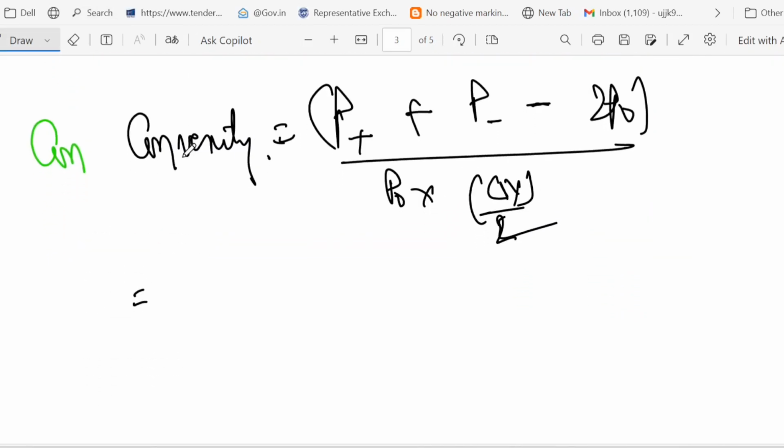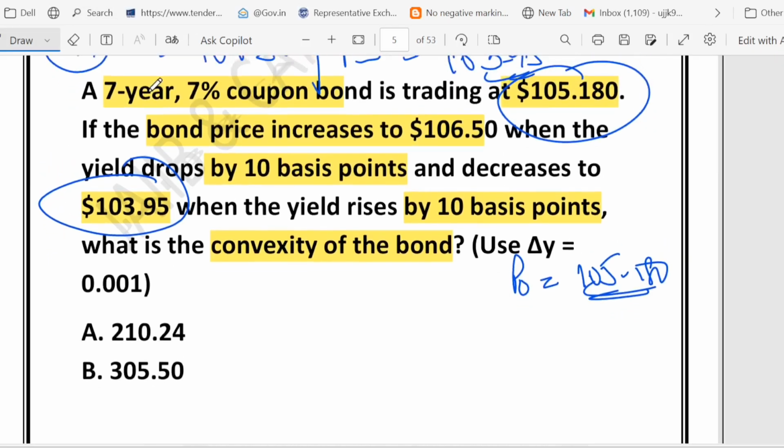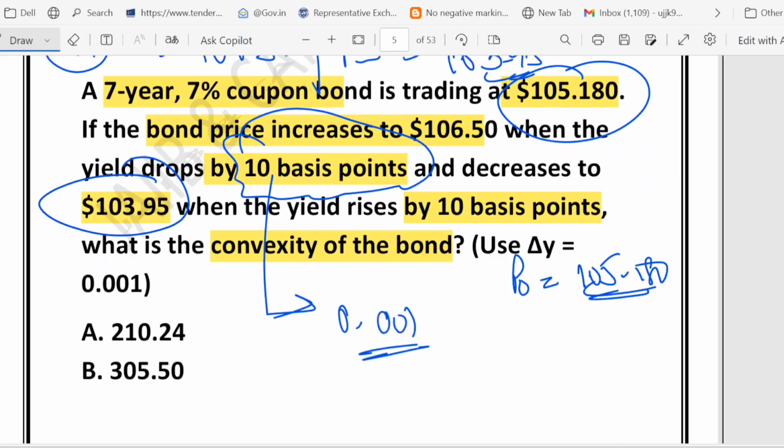Let me apply the formula here. And what is delta y? Delta y is the change in the yield, and remember, this has to be written in terms of decimal. They have written 10 basis points, which simply means 0.001 in terms of decimal. Now plug in the numbers. We know P plus, P minus, P naught, and delta y.